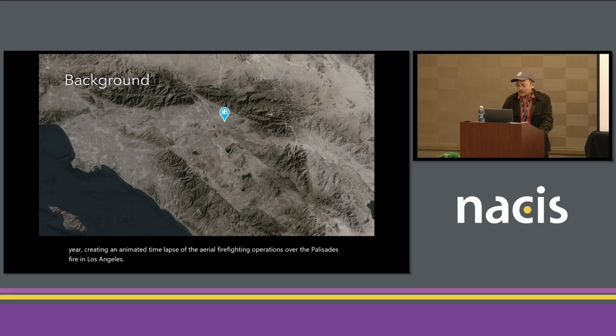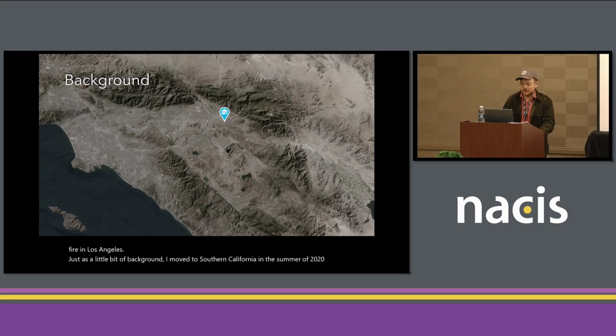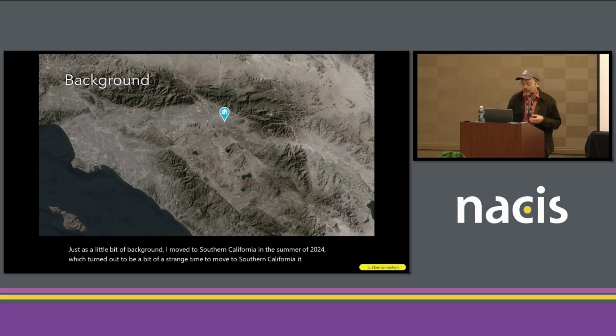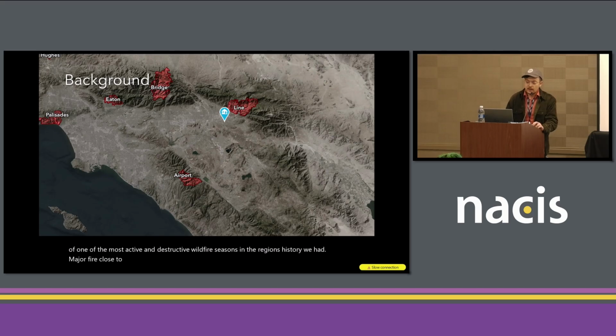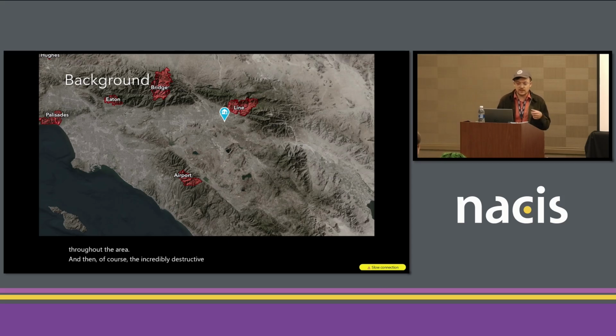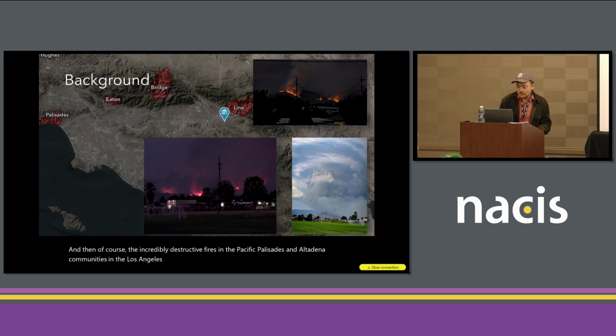Just as a little bit of background, I moved to Southern California in the summer of 2024, which turned out to be a bit of a strange time to move to Southern California. It was the start of one of the most active and destructive wildfire seasons in the region's history. We had a major fire close to where we were in San Bernardino County with the Line Fire, and then throughout the area, and then, of course, the incredibly destructive fires in the Pacific Palisades and Altadena communities in the Los Angeles area. Some pictures that I took of the Line Fire just north of Redlands.